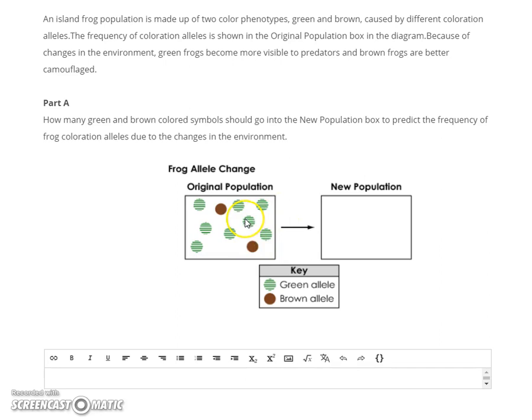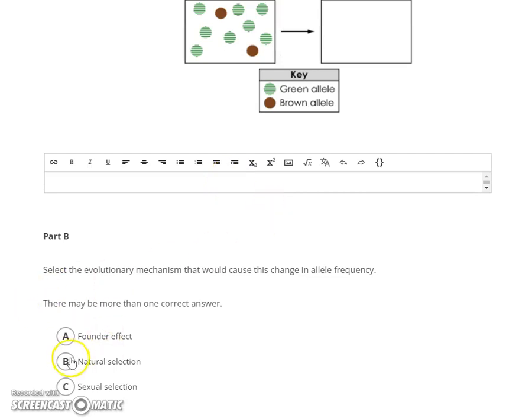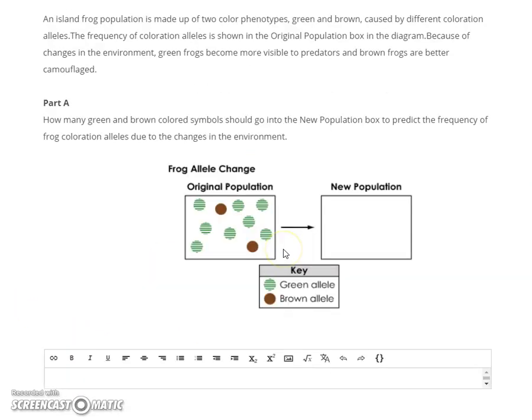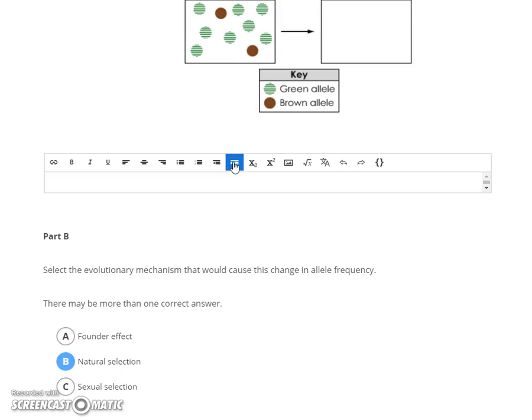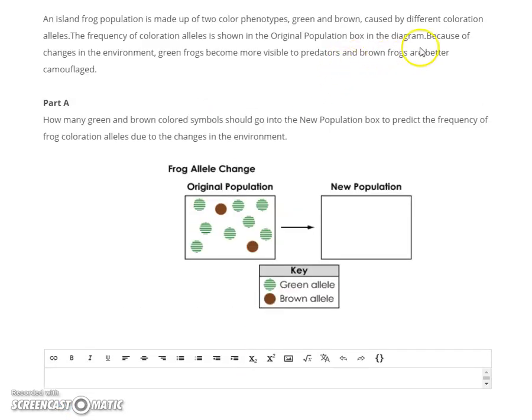And what you're going to see in the new population after a few generations is there should be basically more brown dots and fewer green dots. Green frogs are getting eaten more, brown frogs are surviving more, so we should see more brown and less green in the new population. The driving force behind that is natural selection. Natural selection, because some of these guys are not surviving, and it's for a reason: because of their better traits. They have an adaptation that lets them survive better in the new environment.